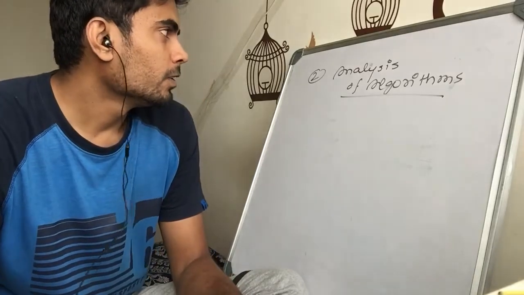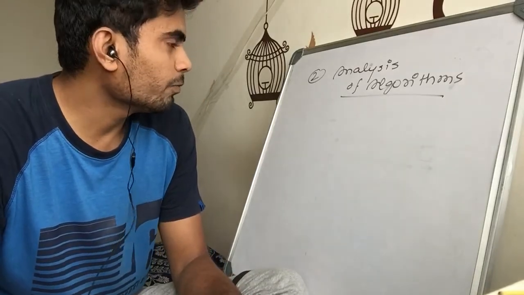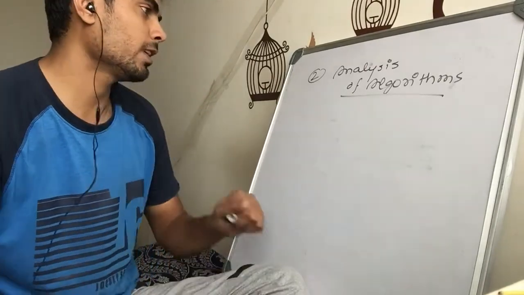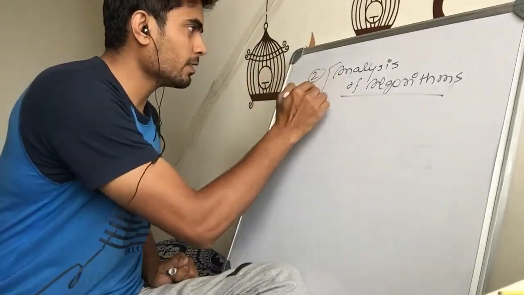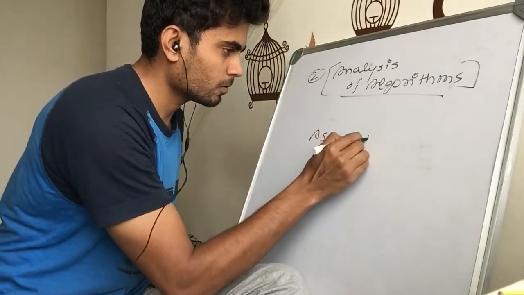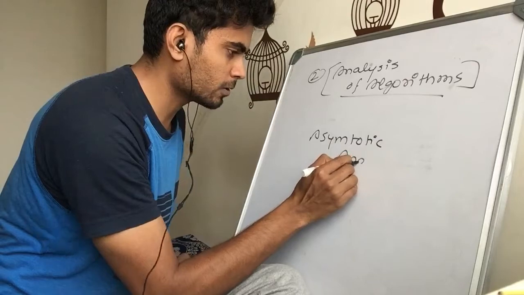Now we understand why we need to analyze the algorithm. Now how do we analyze the algorithm? For that there is a term called asymptotic analysis.